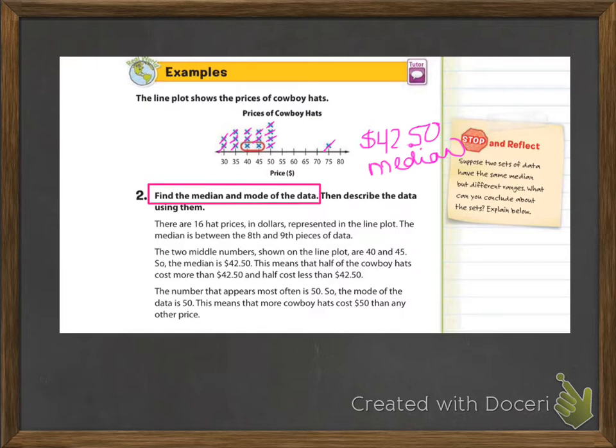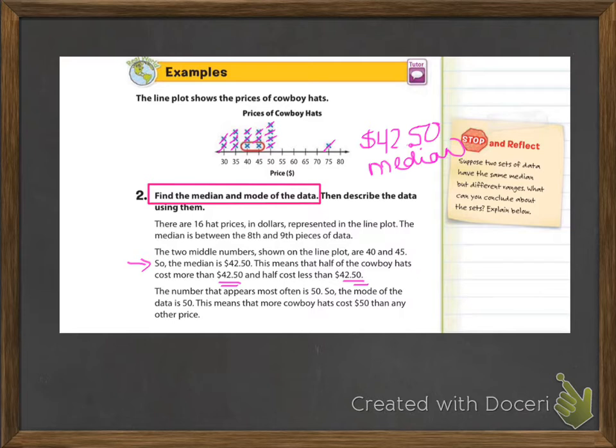And then tell me what it means. This goes along with what we talked about in class today, with the box plots: find the median and then tell me what the first half of the data means and what the second half of the data means. So the median is $42.50. This means that half of the cowboy hats cost more than $42.50 and half cost less than $42.50. So that's kind of common sense. If you're finding your middle price, then half the hats cost more, half the hats cost less.